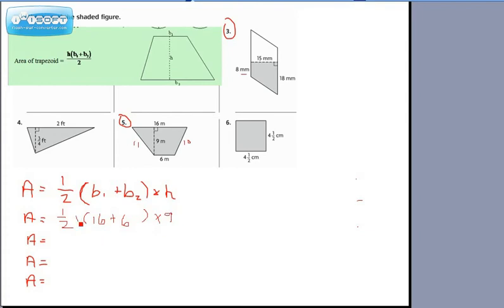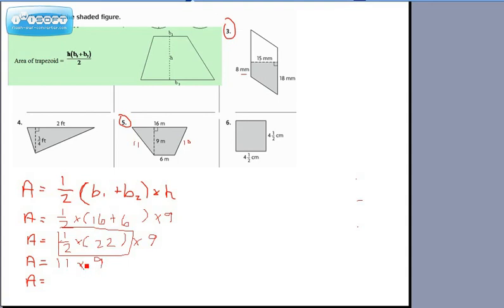Alright, so now the next step is to add the parallel sides, and hopefully you realize that that's equal to 22, and then write the numbers that are left. Alright, so now we have half of 22 times 9. Now if you have an even number, we're going to take advantage of the commutative property to make the numbers more user-friendly. If you have an even number, take half of it, because most people can do that in their head. Half of 22 is 11, and then the number that we have left here is times 9.